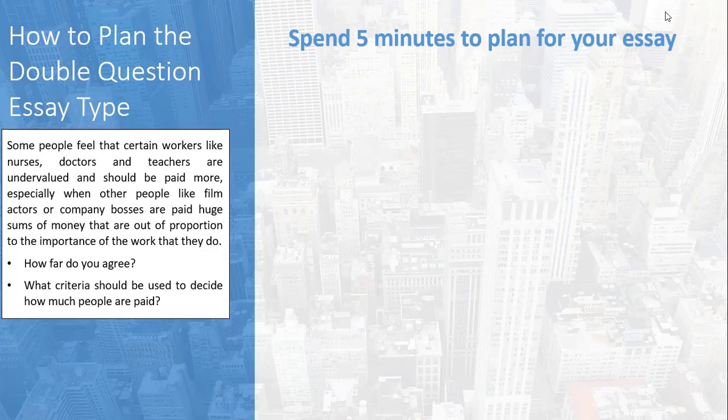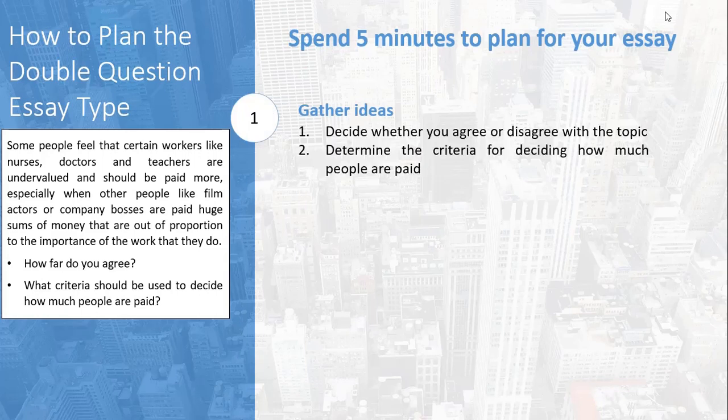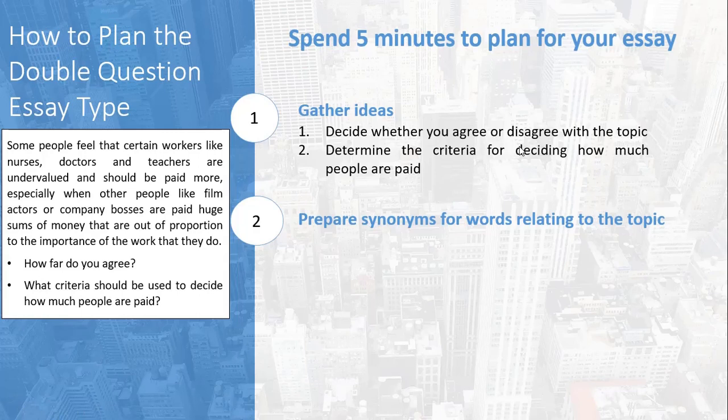Next, I would like to discuss how to plan before writing. I would suggest you spend 5 minutes to plan for your essay. Why? Because to help you write smoothly, you have to know what you are going to write. So, before writing, that's why you have to make a plan. Okay? In planning, there are two things that you have to know about. First is gather ideas. In this case, you should decide whether you agree or disagree with the topic to answer the first question. And then, secondly, determine the criteria for deciding how much people are paid to answer the second question. And then, you have to prepare synonyms for words relating to the topic. Okay, next I would like to explain more about them.